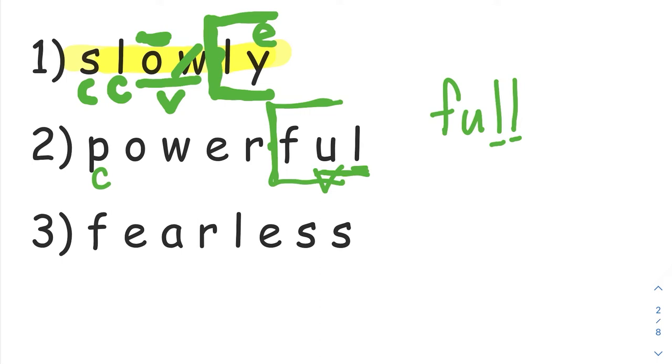Start coding. P is a consonant. OW makes our ow sound like cow. And there's our first best choice, so we'll divide in between the two syllables. Our first syllable, pow. Next syllable, suffix, full. Altogether, powerful. Being full of power.